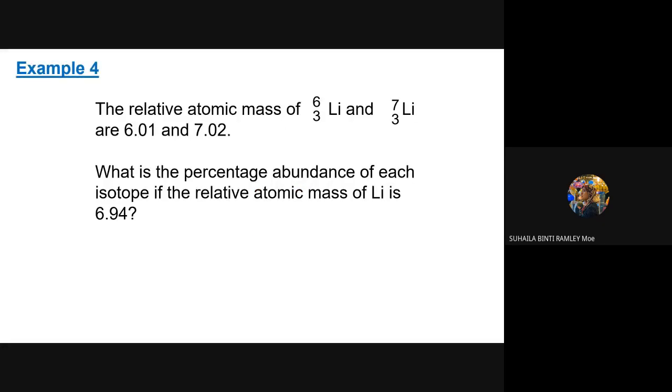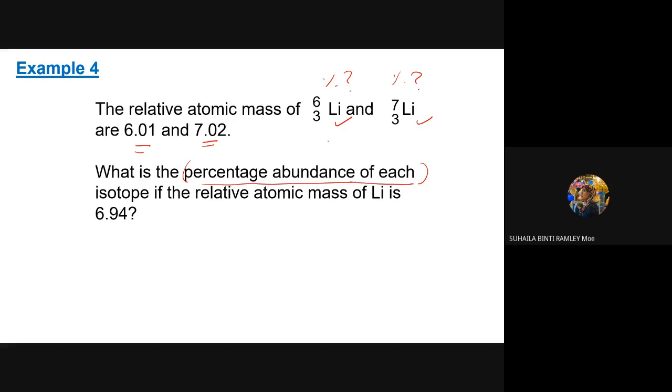Next, example 4. We have two isotopes of lithium, lithium 6 and lithium 7, given the atomic mass. Now they ask us to calculate the percentage for each, meaning how many percent of lithium 6 and how many percent of lithium 7. So we have two unknowns here.